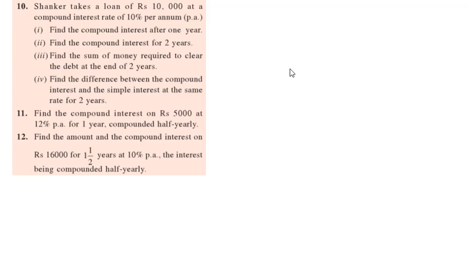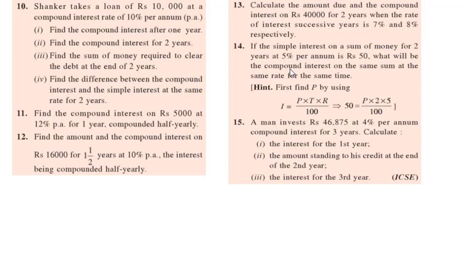Yes. 13th, calculate the amount due and the compound interest on 40,000 for 2 years when the rate of interest successively for successive year is 7%, 8% respectively. So here rate of interest is changing year after year. So this is what? Type 3 problem.